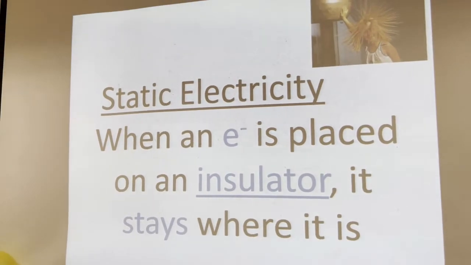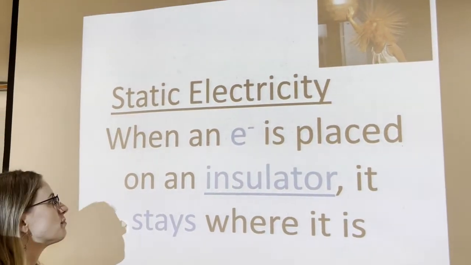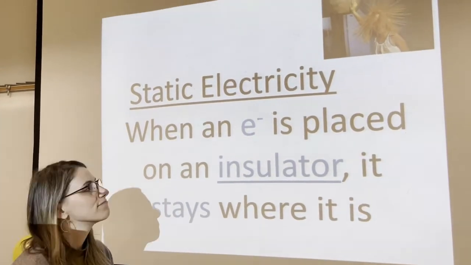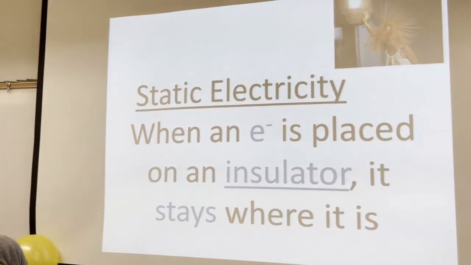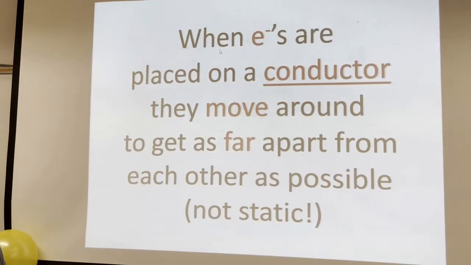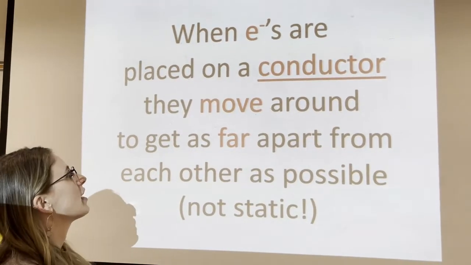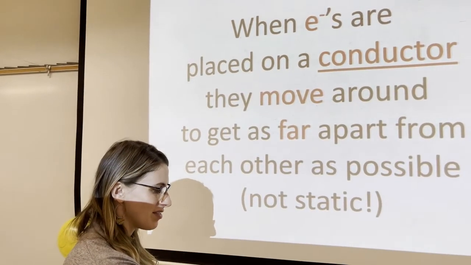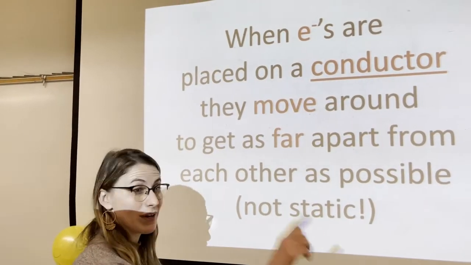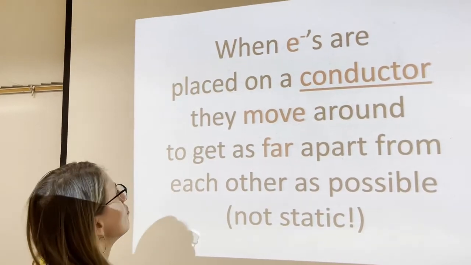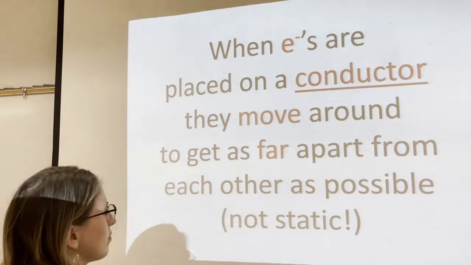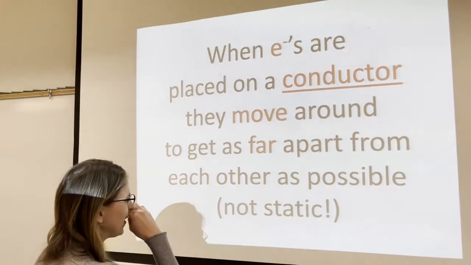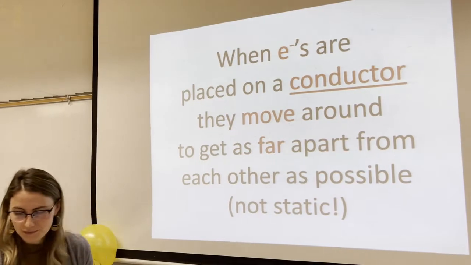Static electricity. When an electron is placed on an insulator, it stays where it is. We got that yesterday, right? Static means stationary, not going anywhere. When electrons are placed on a conductor, like when John Travolta touches the doorknob, or he gets close enough, they move around to get as far apart from each other as possible. These are not static. They repel each other, and that's a force, and that will push them around.